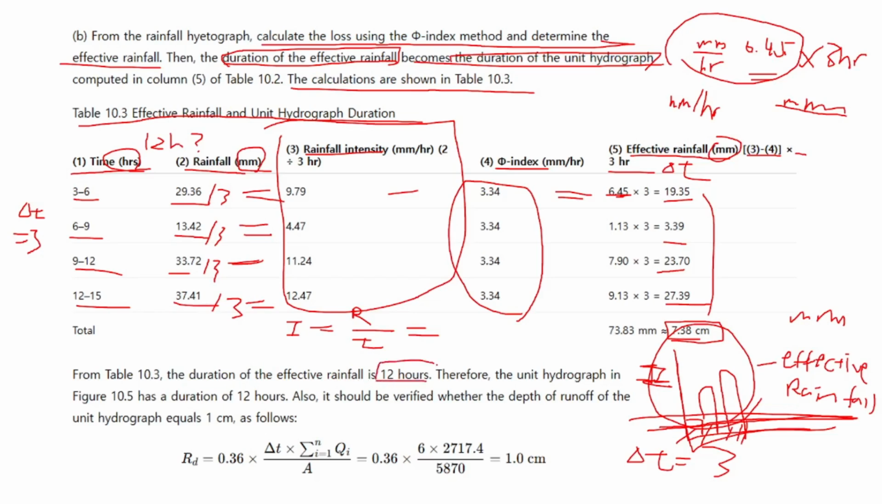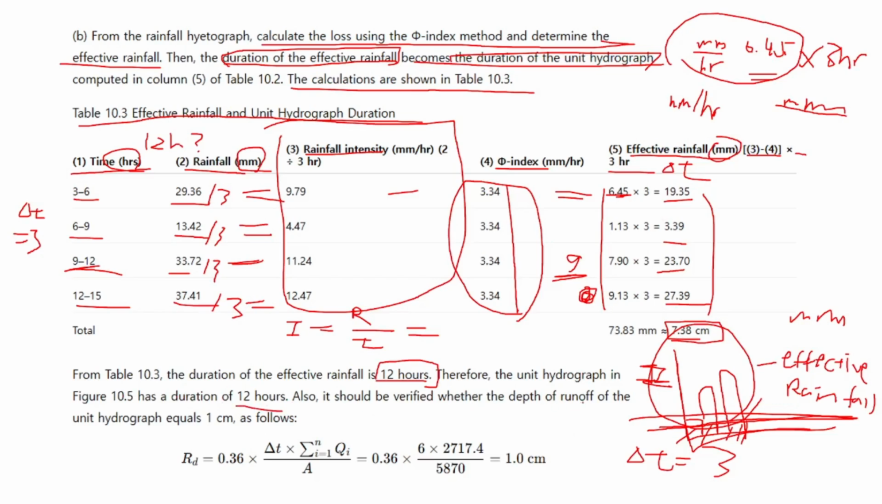We know this is 12 hours because even after we subtracted, we still had these numbers. If some of these numbers became 0 and there was no more effective rainfall, then instead of 12 hours it could have been 9 hours if it stopped here. But it's 12 hours because we still have some numbers left even after subtracting the phi index. So the duration is 12 hours.